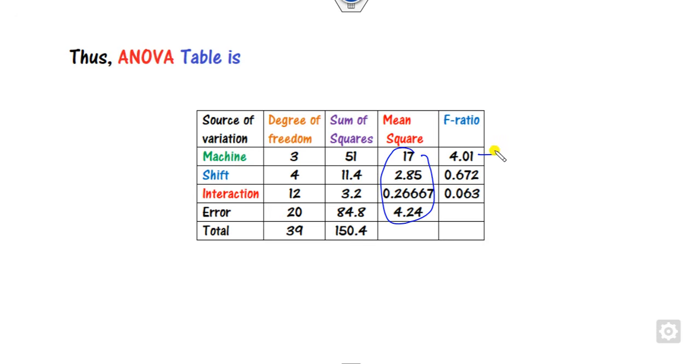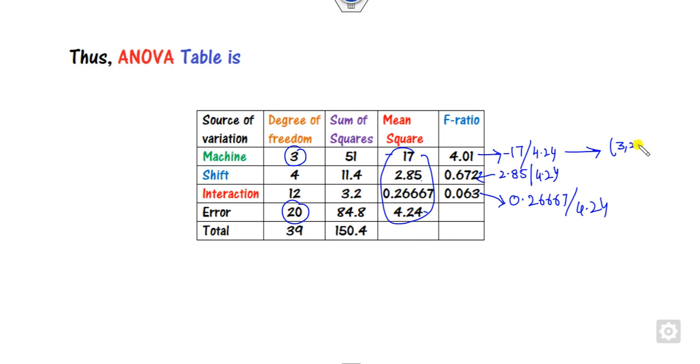Once you get this, how you compute this number is 17 divided by the error. 2.85 divided by error, you will get this answer. How you compute this number is 0.2667 divided by 4.24. This is the F ratio. Since this question asks only about the ANOVA table, that's here. But if you want to make the decision, then the degree of freedom corresponding to this 17 is 3, and error is 20, so 3,20. Here the degree of freedom is 4,20, and here it is 12,20.